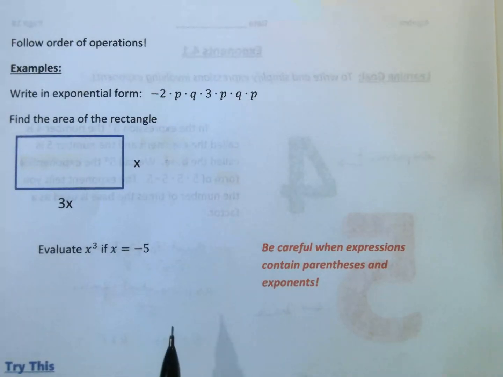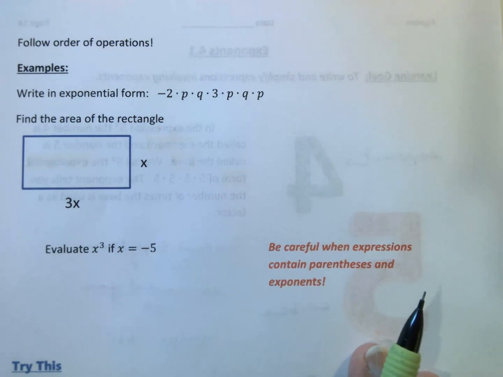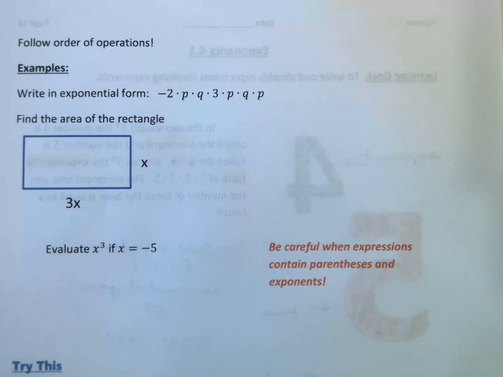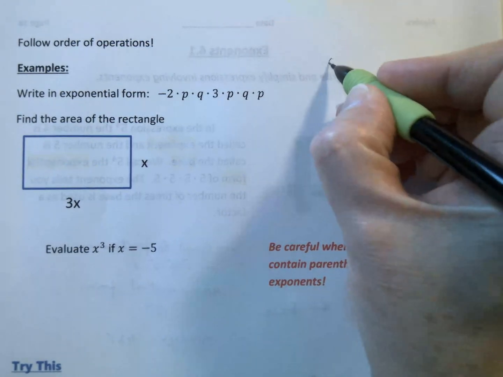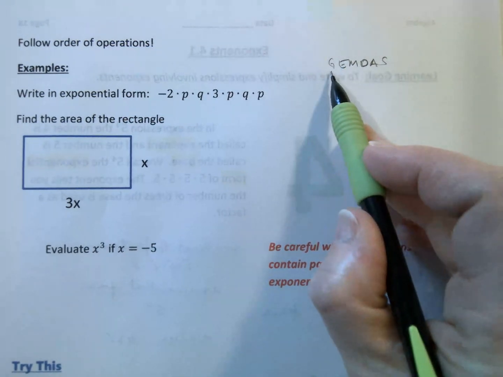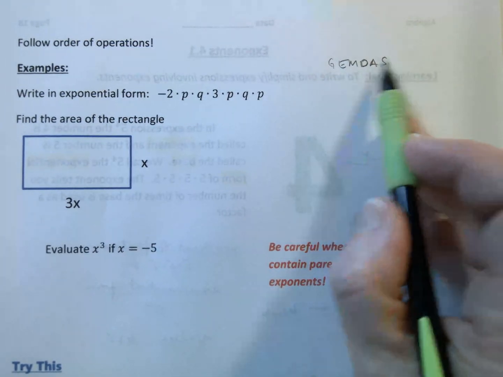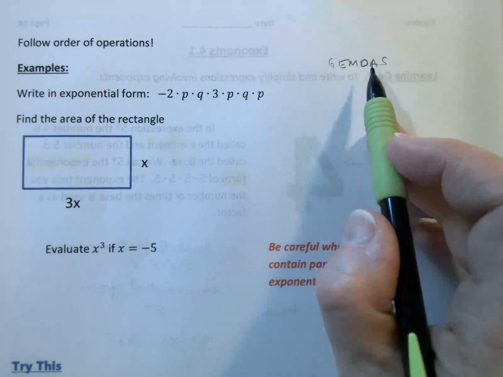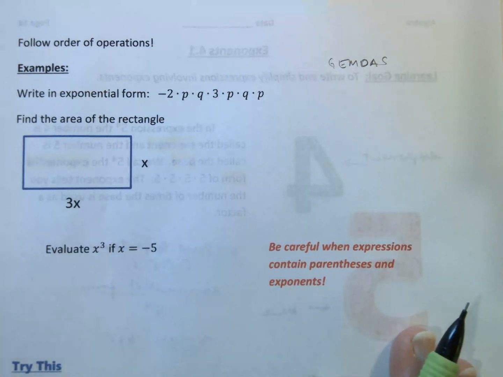We need to make sure that we're following the order of operations. Anytime we're doing anything with exponents, you take care of the exponent first. GEMDAS: G is for grouping symbols, E is for exponents. So before we multiply or add or subtract, we need to simplify those exponents if at all possible.